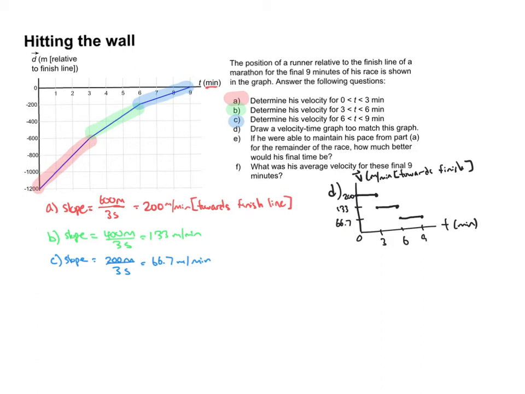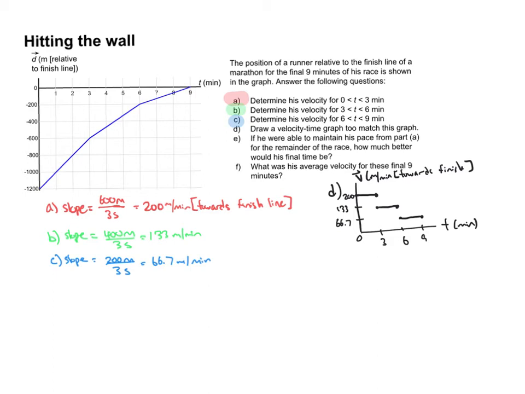Yeah, that's it. Okay. E. If he were able to maintain his pace from part A for the remainder of the race, how much better would his final time be? So we can do that in 2 ways, actually. Algebraically, we can do it. But I'm going to be a bit lazier. Well, not lazier. Maybe a bit less accurate, but also quicker. And I think this is a cooler way to do it as well.